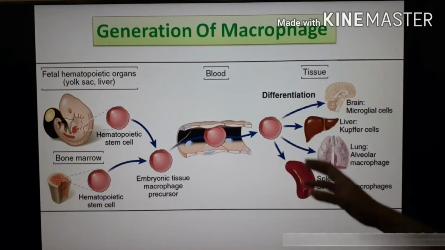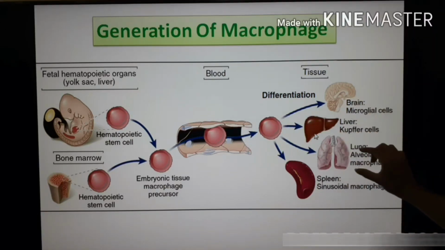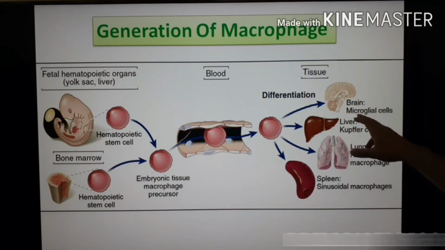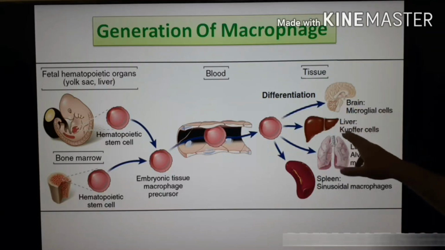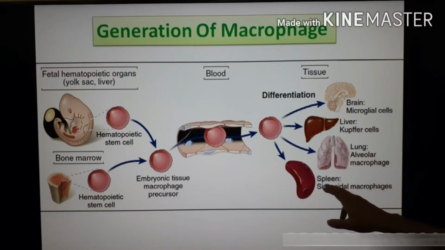Here you can see the generation of macrophages. Macrophages can be generated from fetal hematopoietic organs like the yolk sac or liver. When the embryo matures, they come from hematopoietic stem cells. The macrophage, when it is in an immature condition, is called a monocyte, and can go to different organs like brain, liver, lungs, spleen or bone. Depending on the tissue, its name differs. In the brain, the macrophage is named microglial cell. In the liver, it is called Kupffer cell. In the bone, it is called osteoclast. In the lung, it is called alveolar macrophage. And in the spleen, it is called sinusoidal macrophage.